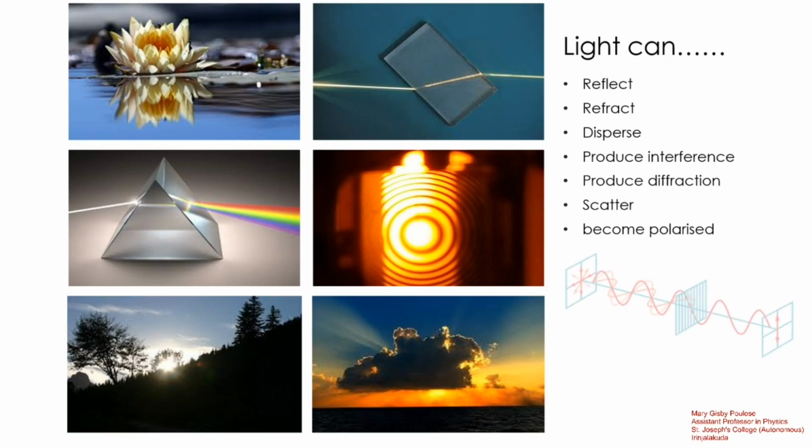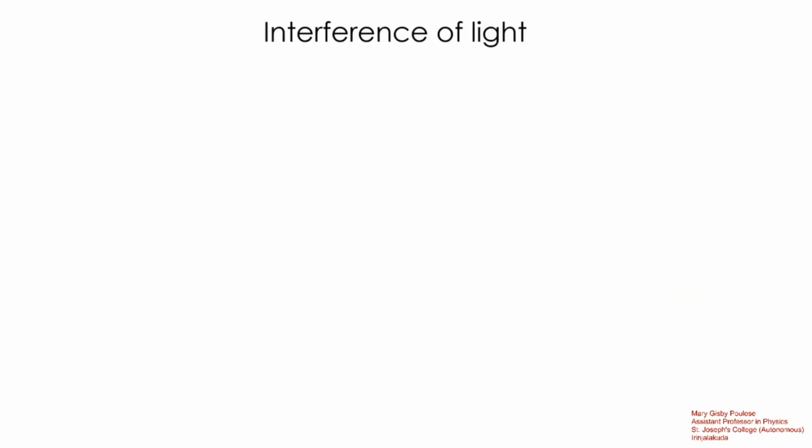Another property of light is that light can become polarized. This image shows the linear polarization of light. Now, what is interference of light? When two light waves coincide upon each other, they superimpose upon one another to produce a resultant wave. And this is explained by the principle of superposition.